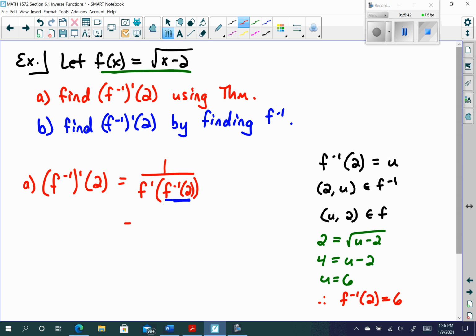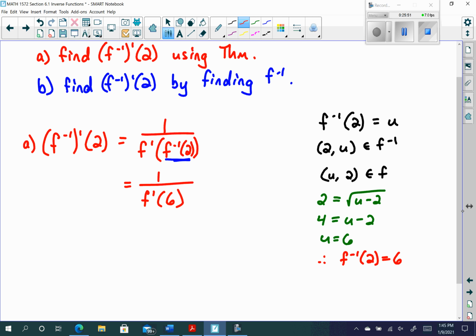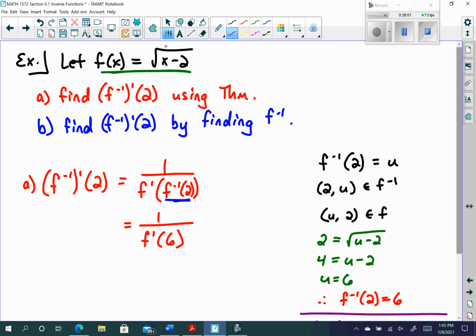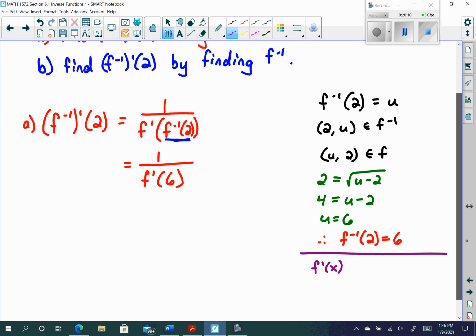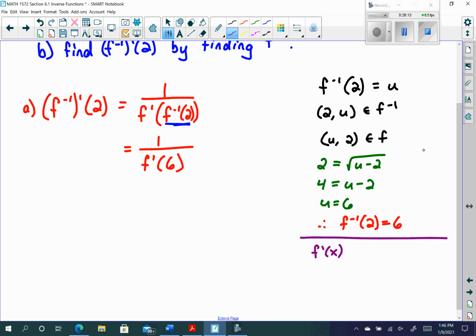So now I can continue over here. I'm one step closer. Now this becomes 1 over f prime of 6. So my next step, I need to figure out what f prime of x is. So I'm going to continue that over here. So now f prime of x, I need to take the derivative of this right here. So if you remember, we can also write this as x minus 2 to the 1/2. We're going to use the chain rule to find the derivative. So I'll just fill this in up here so we could still see it.